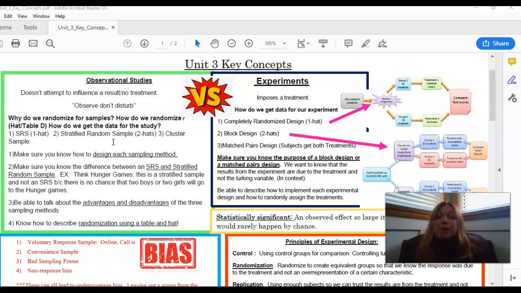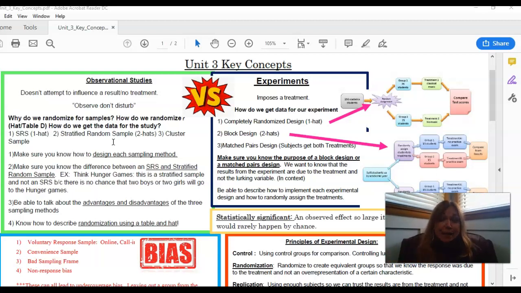A cluster sample would be, hey, I know almost everyone's in an advisory, so I'm going to get all the advisory teachers' names. I'm going to have them put it on equal size sheets of paper, put it in a hat, shake the hat up, pull out maybe 5 advisories. Then what I would do is I would have everyone in the advisory answer the question, do you like Yo-Yo Ma?